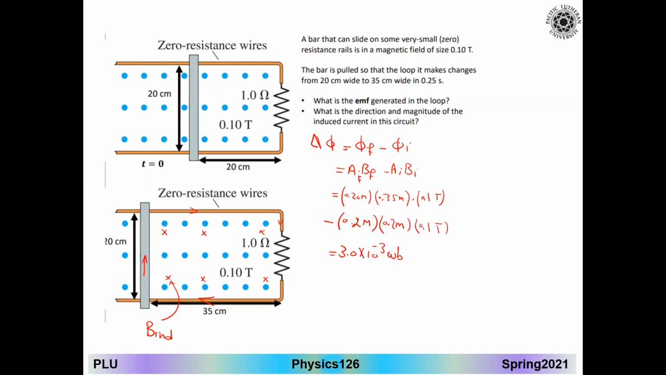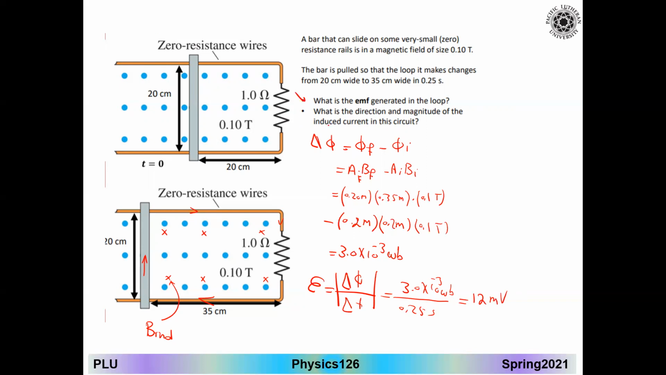Now, once I find delta phi, I can calculate my EMF based on the magnitude of delta phi divided by delta t. So I have all the information that I need: 3.0 power to the minus 3 Weber divided by 0.25 second. And this is the induced EMF in that case, 12 millivolts. This is the first one.